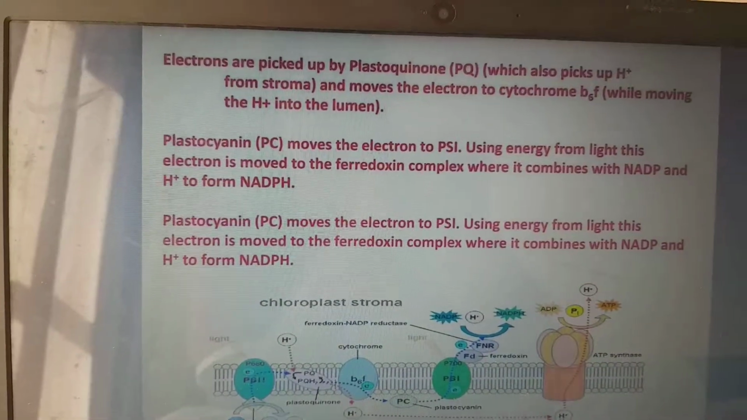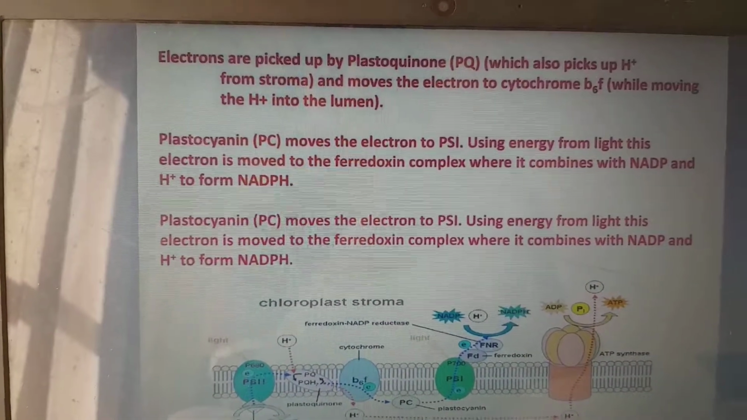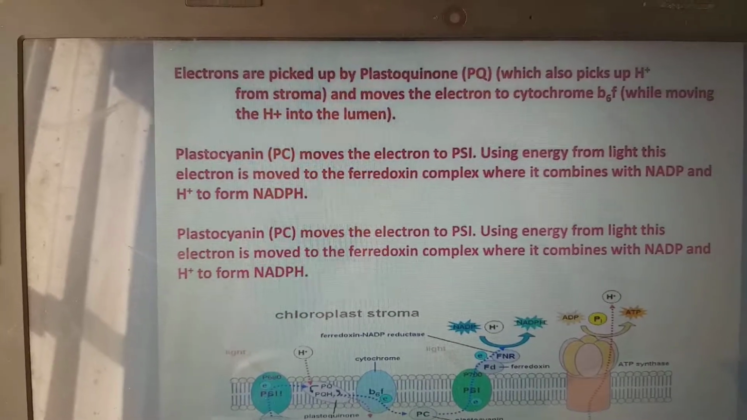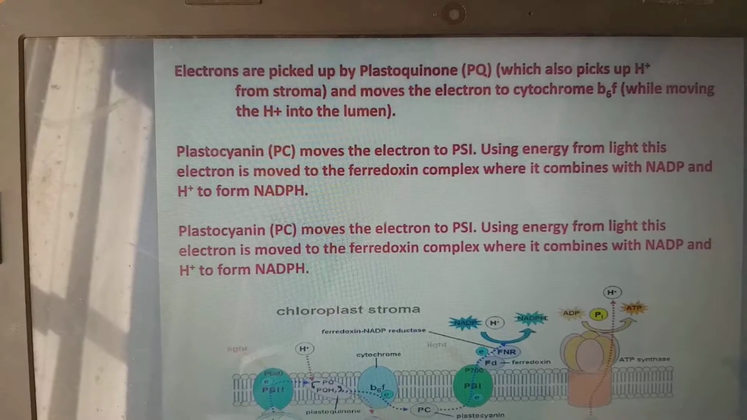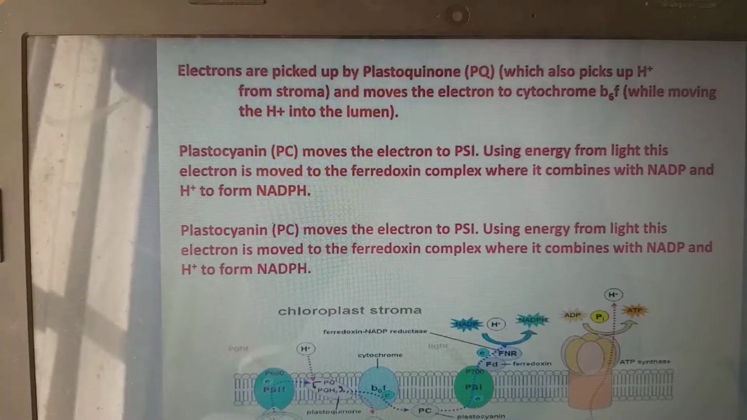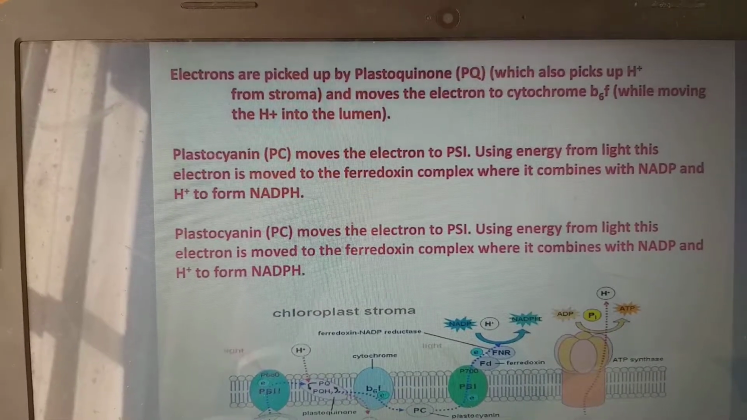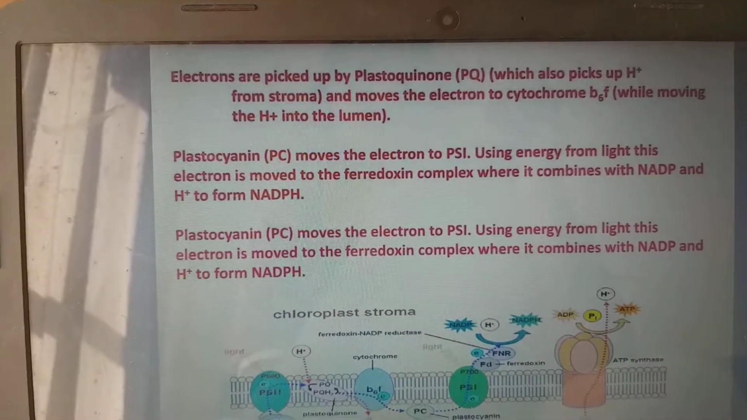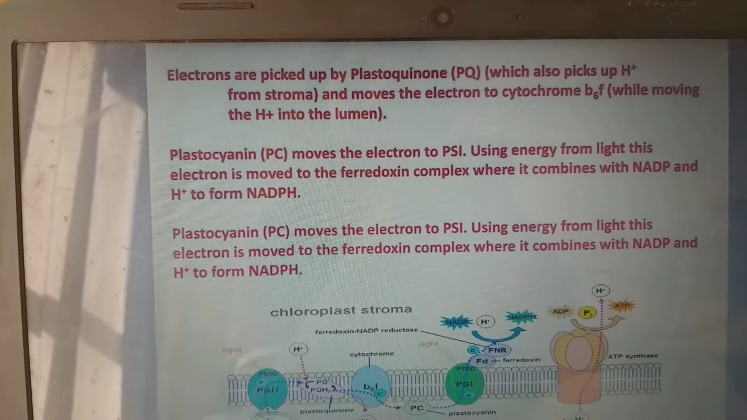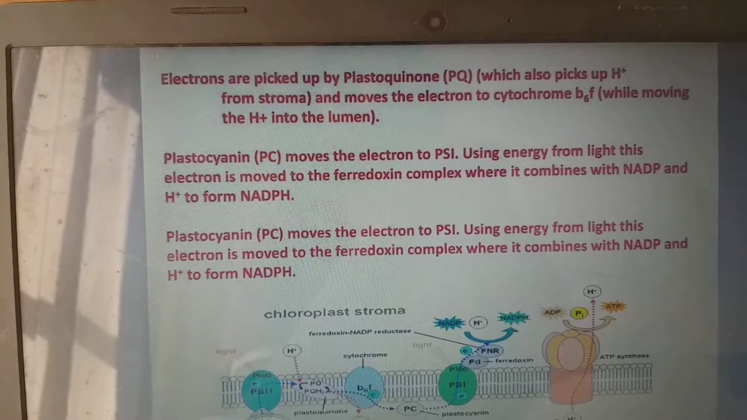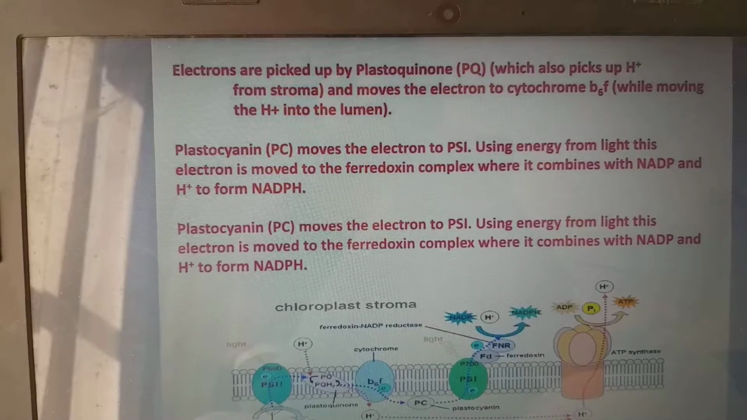So this is the light reaction. In the light reaction, NADPH and ATP are synthesized. Electrons are picked up by plastoquinone. When the light strikes the chlorophyll, the photosystem 2, initially it splits the water, and the electrons are transferred to photosystem 2. From photosystem 2, they are given to plastoquinone, which also picks up hydrogen ions from the stroma and moves the electrons to cytochrome B6F while moving the H plus into the lumen.